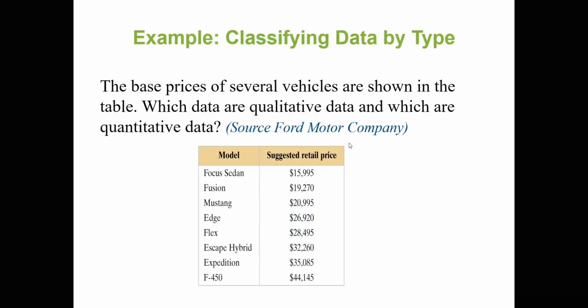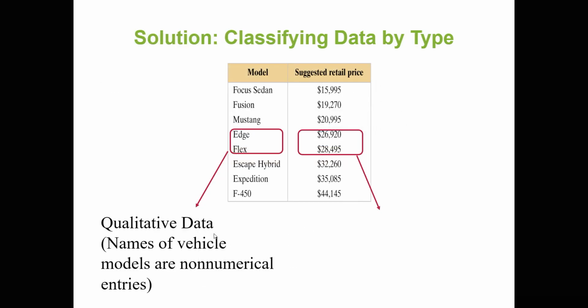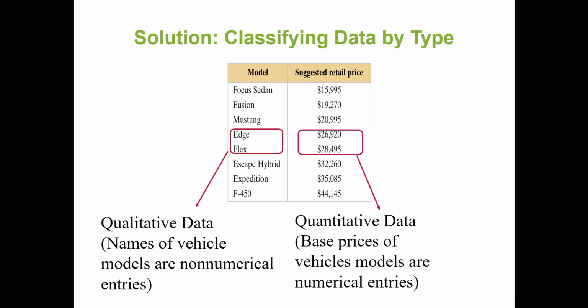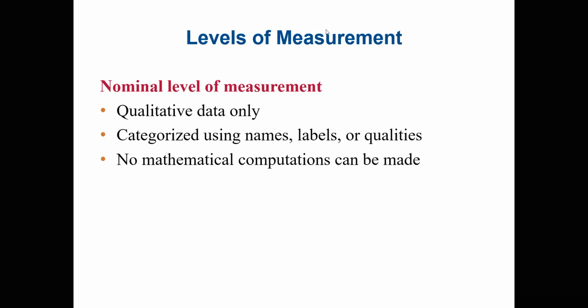Now let's take a look and see which one is qualitative, which one is quantitative. You can see immediately here you are looking at different brands, and on the other hand here you are looking at the retail price. You can clearly see you are dealing with quantitative here and you are dealing with qualitative here. It's like the name. Okay, we'll continue with levels of measurement in the next video.